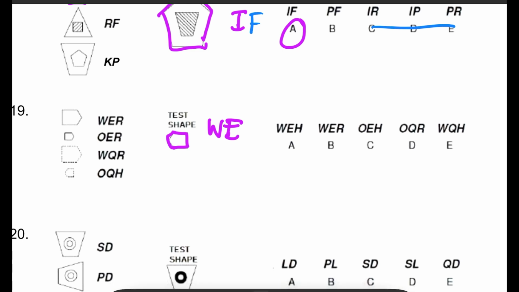So these two both have an R as the third letter, and as you can see, the point of the pentagon is on the right here, whereas in this one it's on the left, same here. So the third letter will match this one, so it'll be an H. W-A-E-H, so the answer is A.